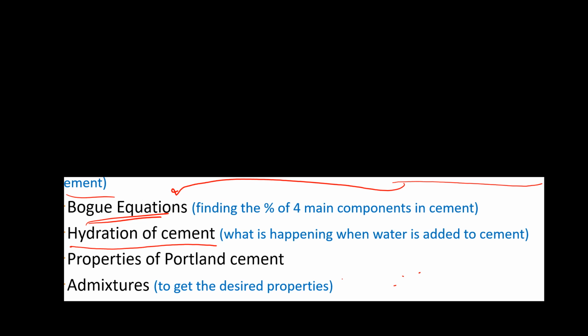You need to know the properties of Portland cement and also the admixtures that we can use to improve the properties, to get the desired properties, and also sometimes to reduce the cost. We use some admixtures. Okay, so these are the things that you have covered in lecture 3.